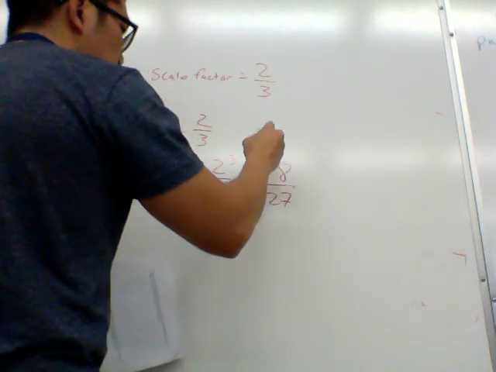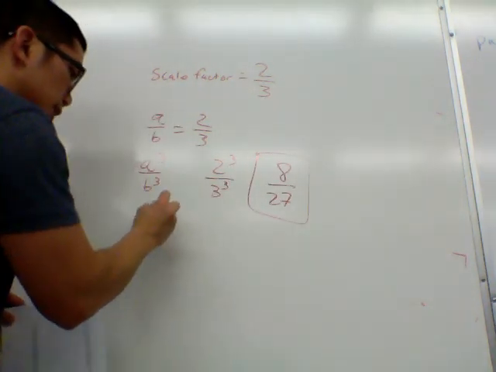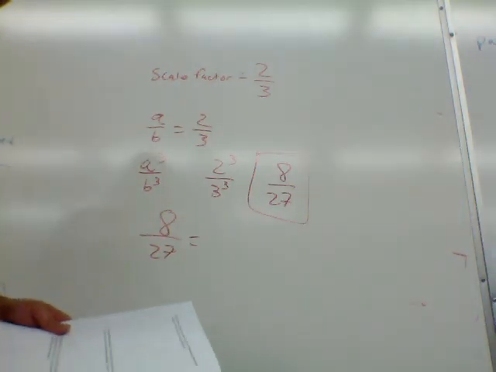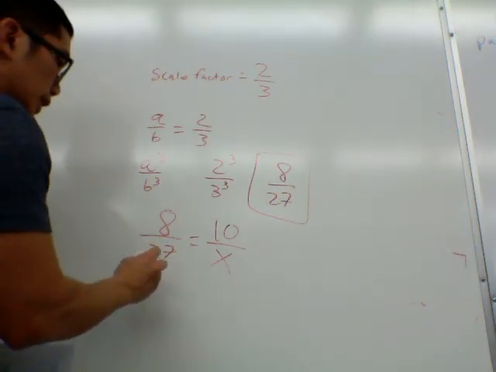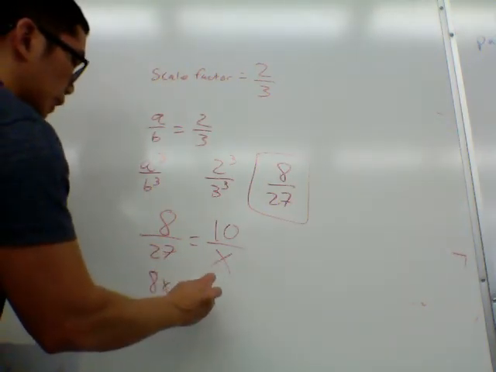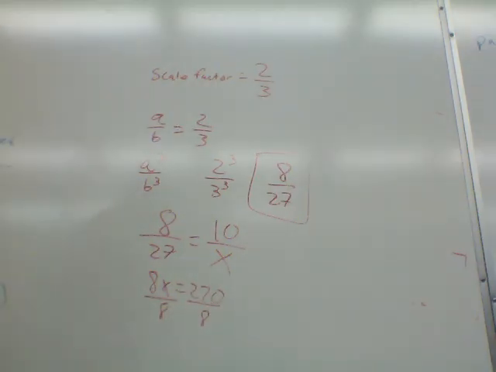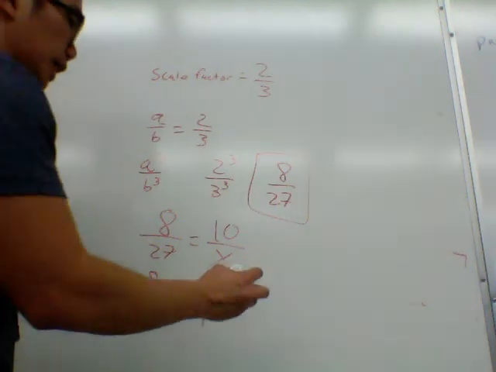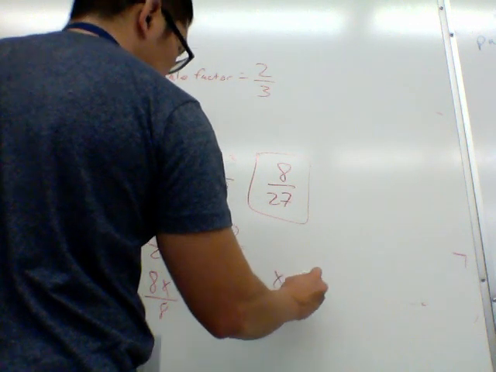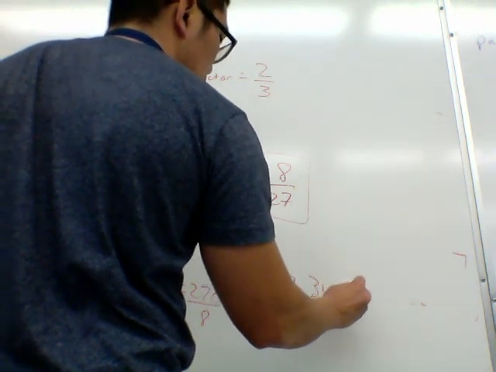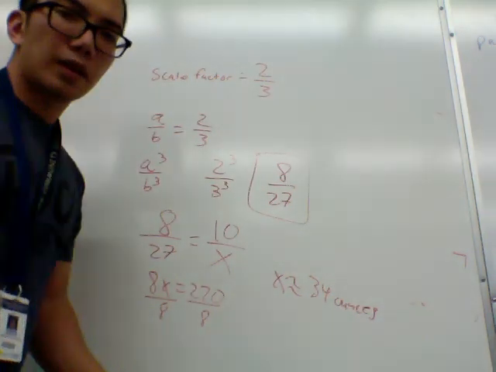Okay? And so what I'm going to do is use this. I'm going to say 8 over 27 is equal to, 8's the smaller, 27's the bigger. The smaller one holds 10. I need to know how much the bigger one holds. So if I cross multiply, this becomes 8x is equal to 270. I divide both sides by 8. And if I divide that, 270 divided by 8, x is around, and the question says round it to the nearest ounce. So I'm going to round this to 34 ounces. Okay.